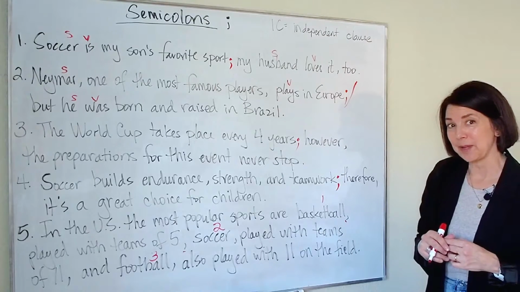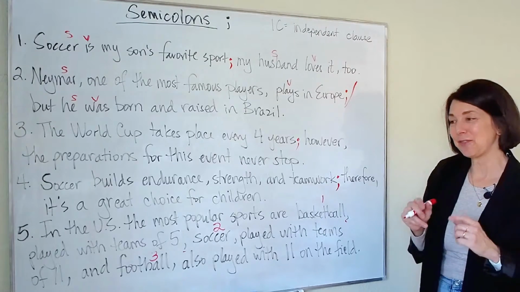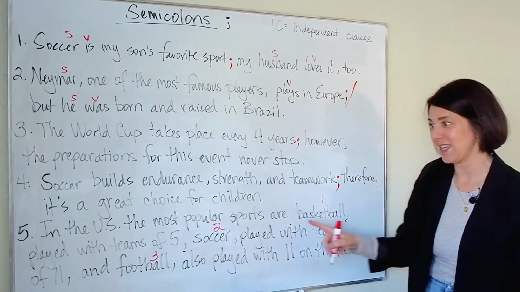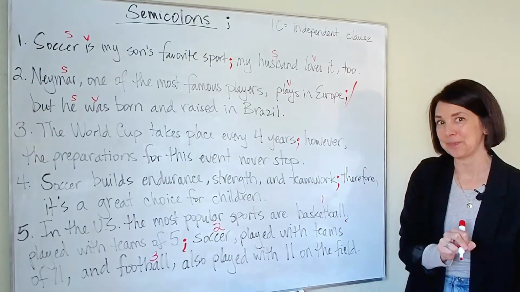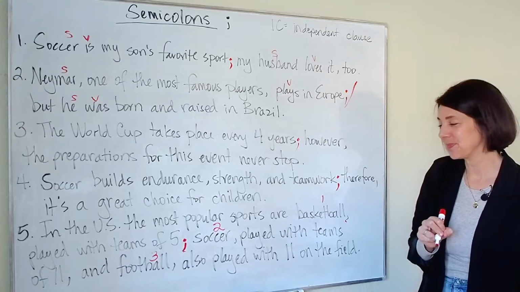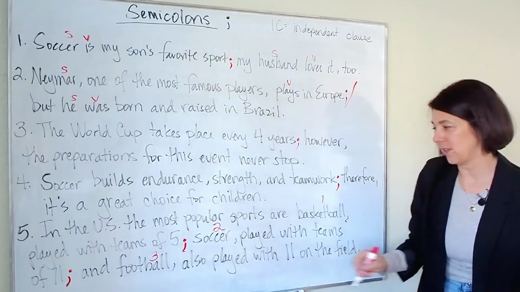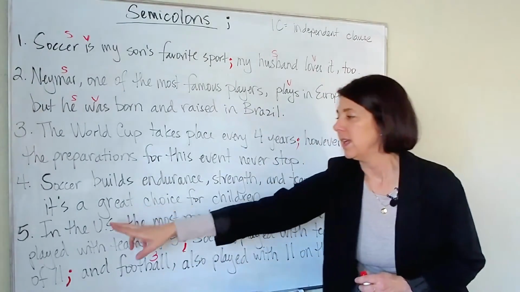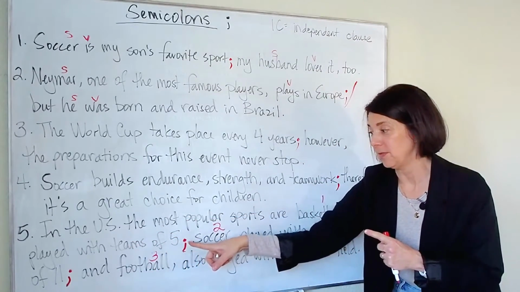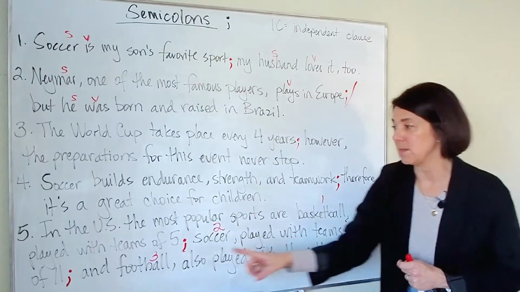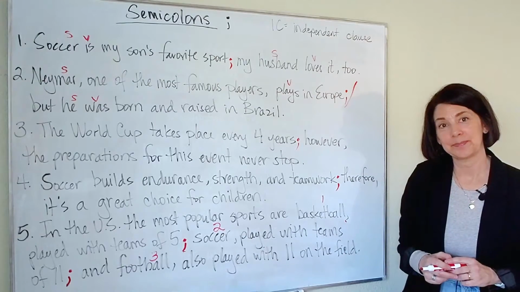So where are we going to put our semicolons? Can you check? So we're going to put the first semicolon after the first thing, which ends right here. Okay, we're going to change this comma to a semicolon. And one more. We're going to put it right here before the third one. So let's take a look at the sentence again. In the US, the most popular sports are basketball, played with teams of 5; soccer, played with teams of 11; and football, also played with 11 on the field.